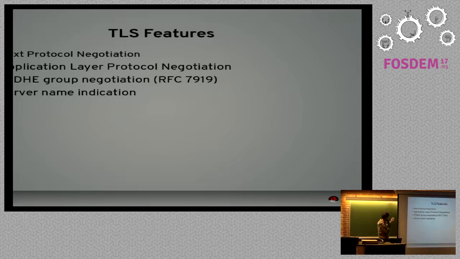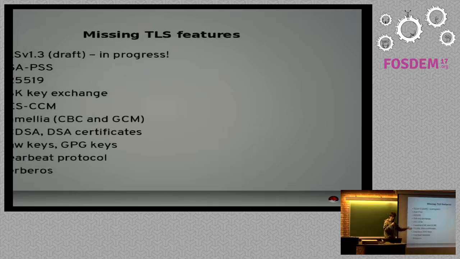Finite field Diffie-Hellman group negotiation. This is actually part of the support for TLS 1.3. TLS 1.3 will depend on this functionality, and also the server name indication, as I showed before. Unfortunately, as with most projects, most of the stuff is in progress. We are missing support for TLS 1.3. We have just parts of it. We are also working on RSA-PSS and X25519. This will probably come in the next 2 months or something like that.